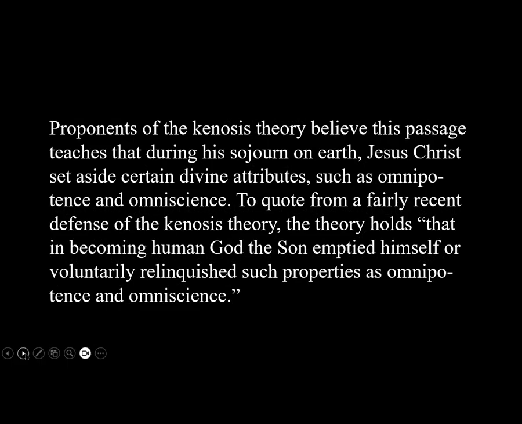He says, proponents of the Kenosis Theory, not the Kenosis passage, but the Kenosis Theory. So it's a formal theory advanced by theologically liberal theologians, especially in the 19th century and into the early 20th century, believe this passage teaches that during his sojourn on earth, Jesus Christ set aside certain divine attributes such as omnipotence and omniscience. And they get into like the things that Jesus has to say about his return, and they say he didn't really know when it was that he was coming back, and that's why we have some difficulties with our eschatology to be able to figure out when Jesus is going to return and that sort of thing.